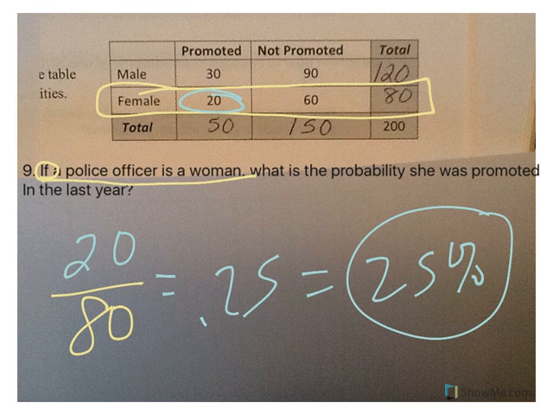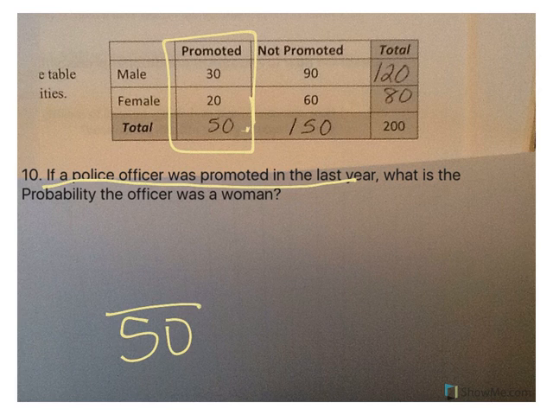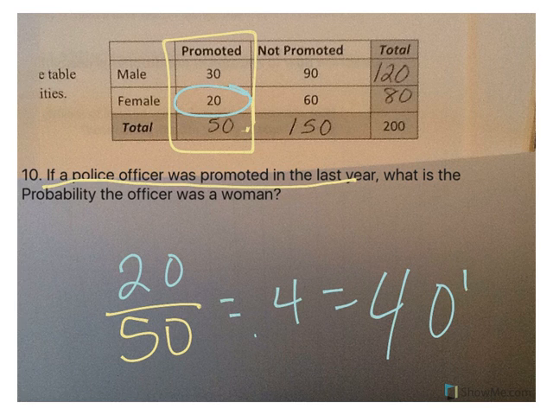So if you have multiple colors of pens or highlighters, it might be good to go ahead and highlight these things that you're looking at. In number 10, if the police officer was promoted, boom, here's what I'm talking about. Look at my denominator. My denominator is 50 because that's the total. Probability was a woman. Here's my women in that spot, 20 out of 50, 0.4, 40%.